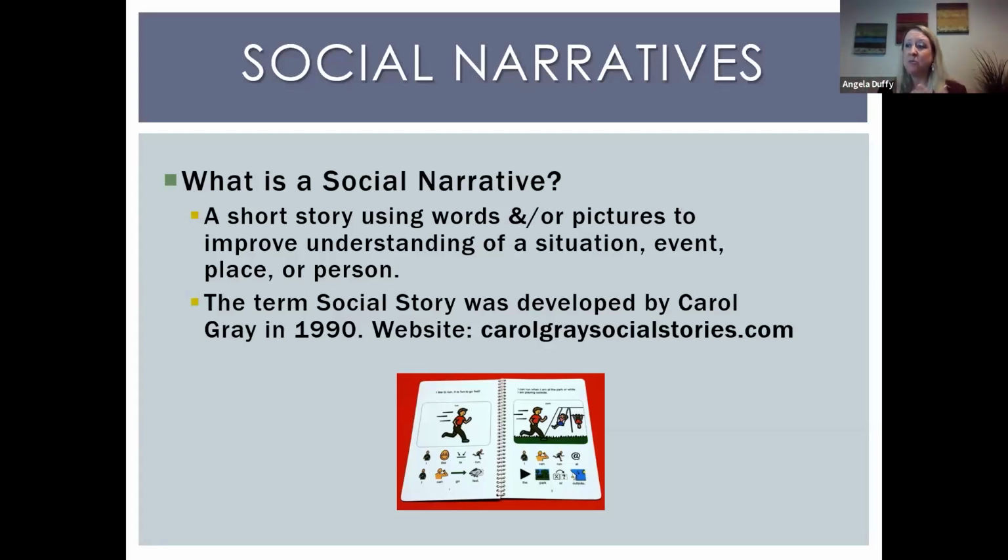But these stories, we want to improve the understanding of a situation. So maybe it is, how do I ask one of my friends, one of my peers, to play? It could seem simple to us, but this can be really challenging. Like, in junior high, how do I ask one of my classmates to go to the movies this weekend? What's appropriate? What's a good way of asking? Maybe a different event, like a new baby in the family.